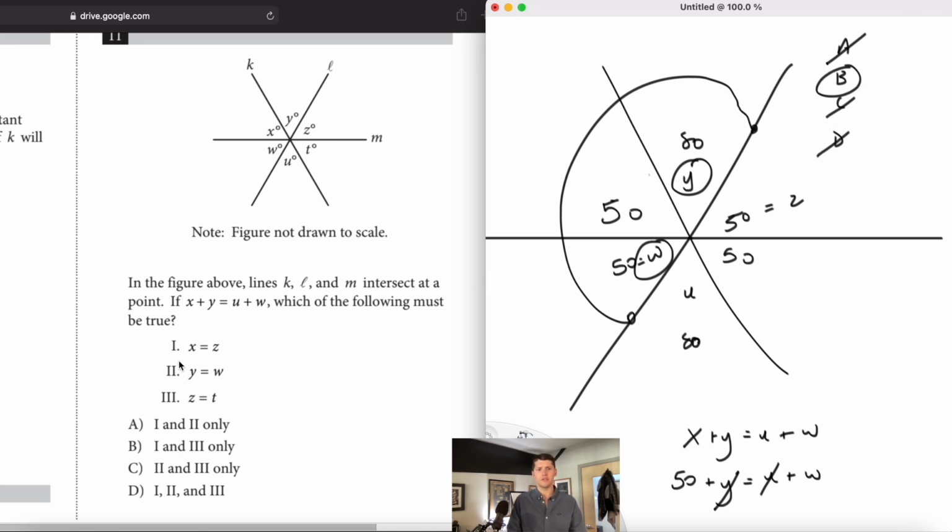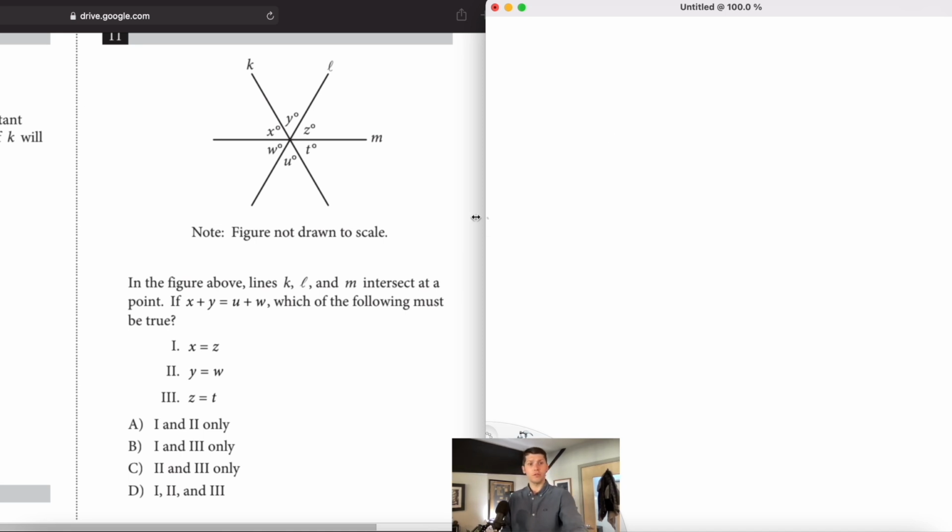Let's just double check. Answer choice B says Roman numeral 3 is also correct, which is z equals t. And yeah, those are both 50s. This was the t. Cool. So that's the same approach on number 11.